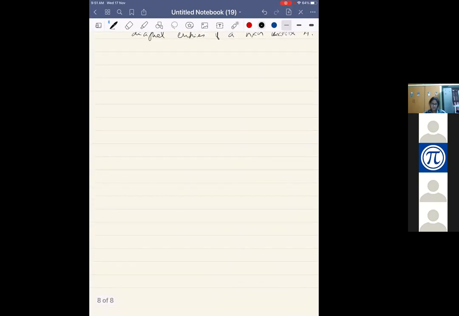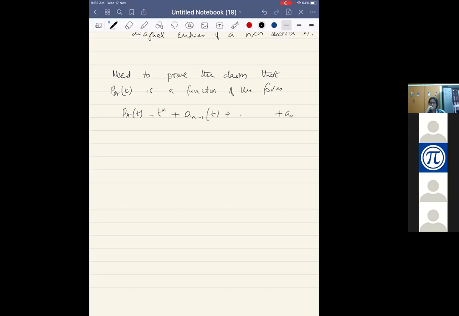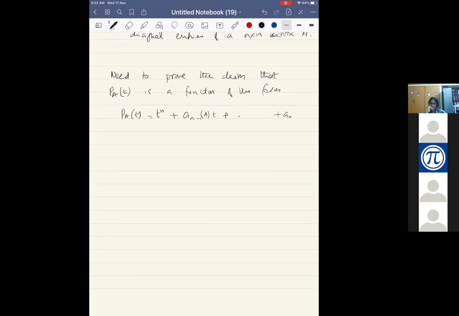Okay, so now we actually need to prove the claim that p_A(t) is a function of the form t to the n plus a_{n-1} t to the n minus 1, etcetera, plus a_0. I keep making this error. So what was the question?